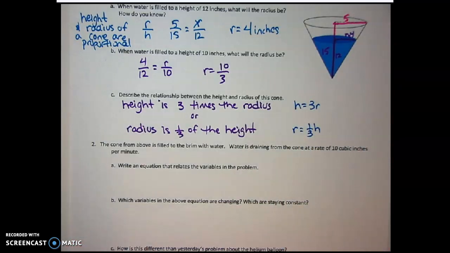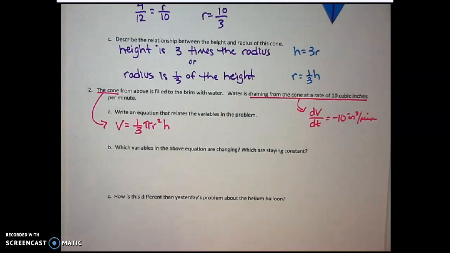All right, so number 2, the cone from above is filled to the brim with water. Water is draining from the cone at a rate of 10 cubic inches per minute. Write an equation that relates the variables in the problem. I'd like you to pause the video and do part A, and while you're at it, write down any other information that you can get from the problem given and what you've written for part A.